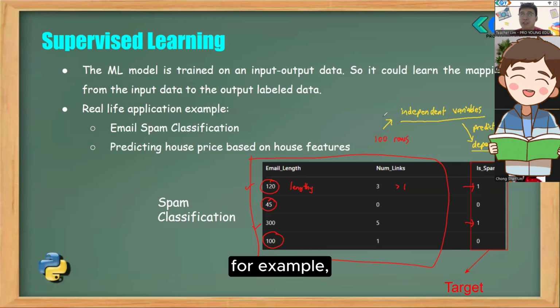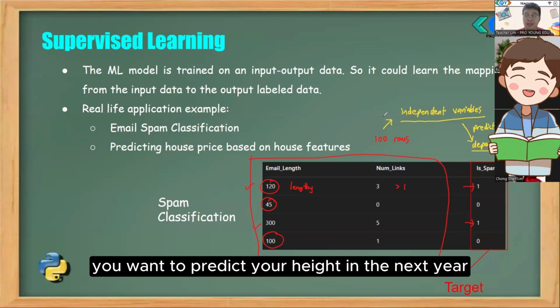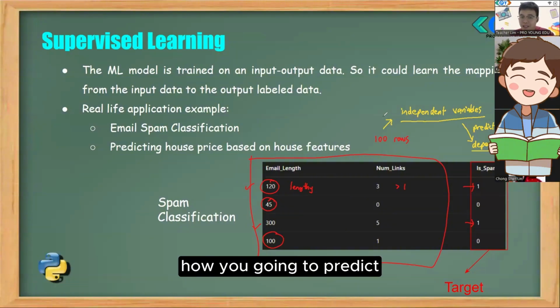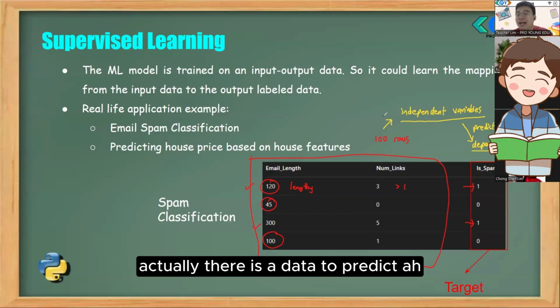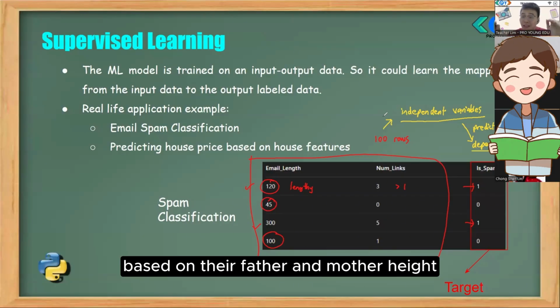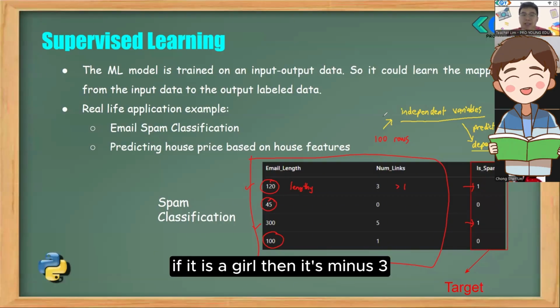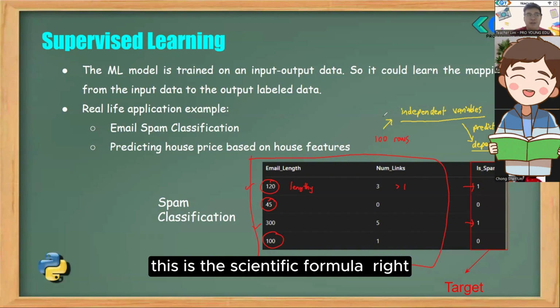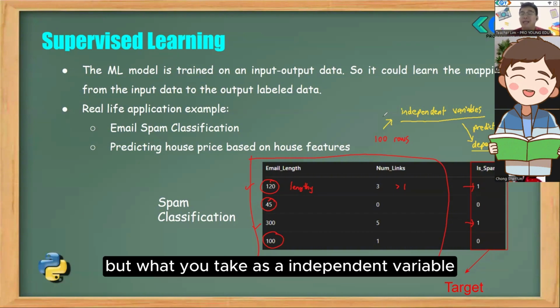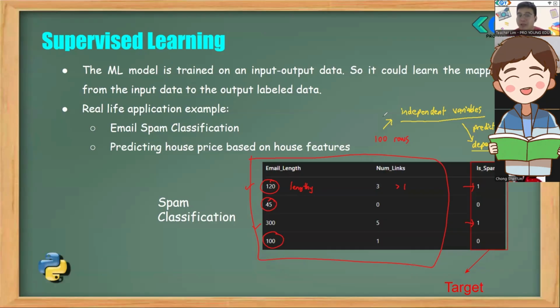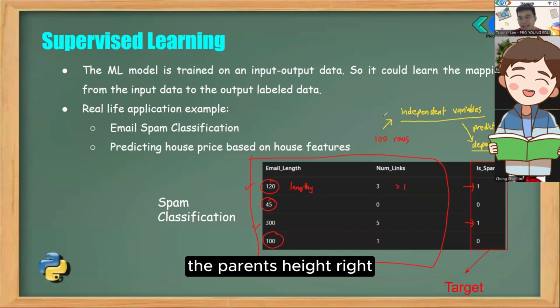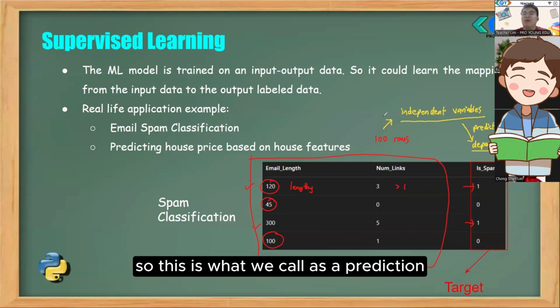For example, Janesh, imagine you want to predict your height next year. How are you going to predict? Actually, there is a formula to predict based on their father's and mother's height: add them together, divide by 2, and plus 3 or minus 3. If it is a girl, then it's minus 3. If it is a boy, then it's plus 3. This is the scientific formula, right? But what you take as an independent variable is the parents' height, right? So this is what we call a prediction.